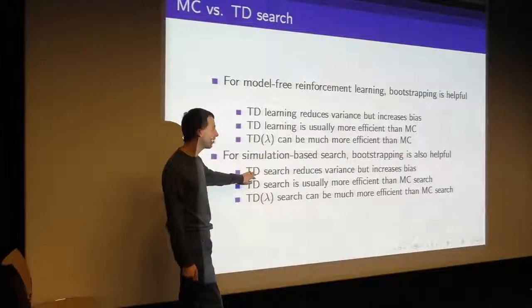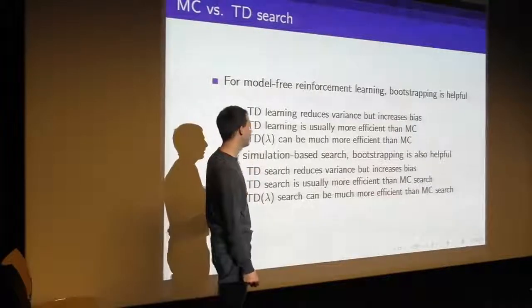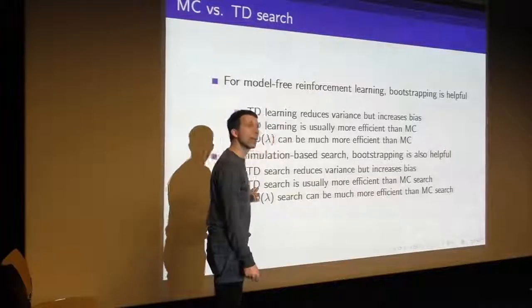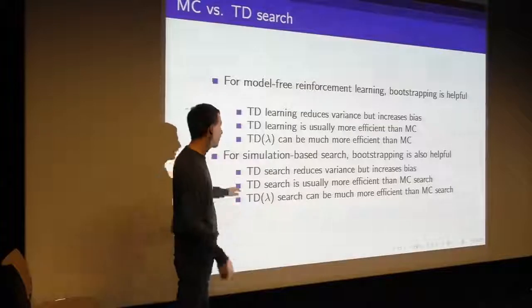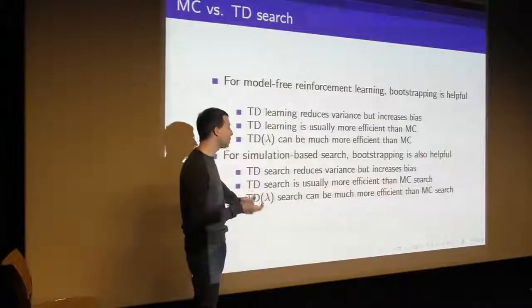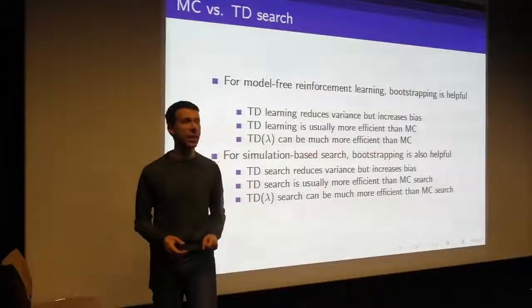So TD search can reduce the variance and increase the bias. It's usually more efficient. There are some exceptions to that, but on the whole, it can work very well. And if you choose the lambda parameter well, you can do much better than Monte Carlo backups.